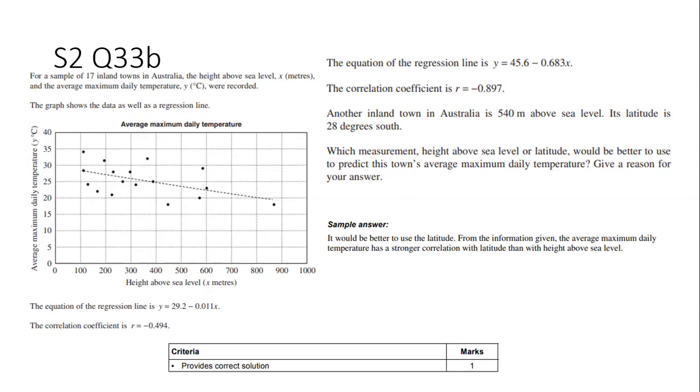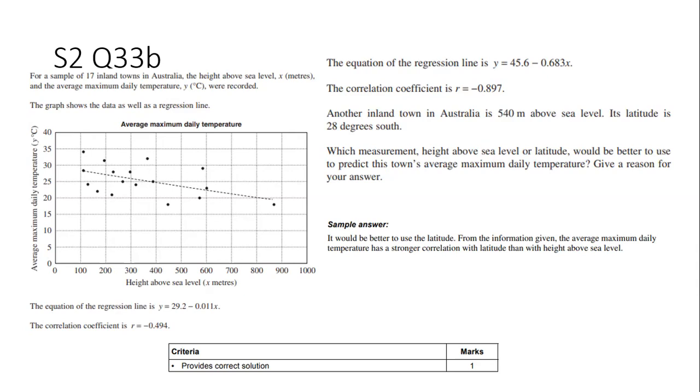So again, with this, what we did tend to see is the kids weren't clearly identifying which response that they're choosing. So they were writing height, or they were writing above. They may not have said latitude. They may have said average maximum temperature. So they were getting confused with what they were expected to provide.